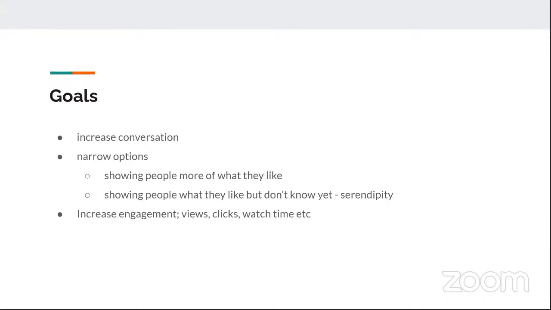And then the other user, the company, has another goal. They want to increase engagement. They want you to view that stuff. They want you to click. They want you to watch more videos. They want you to spend more time browsing their website, like TikTok does. People spend tons of time on TikTok, either watching skits or creating videos.